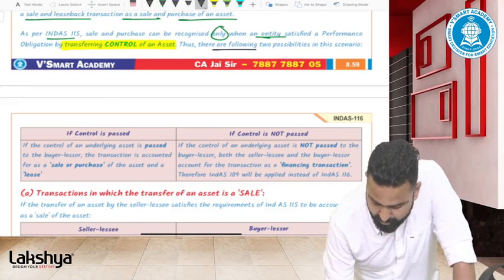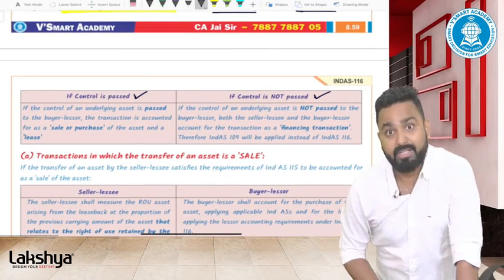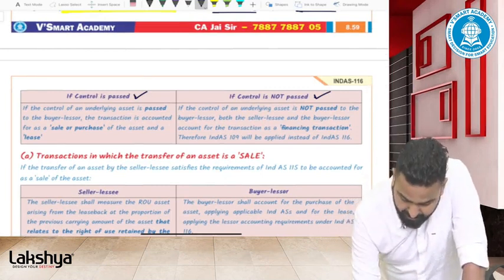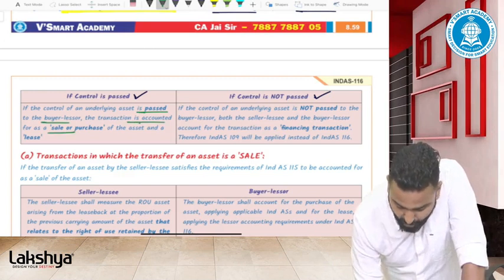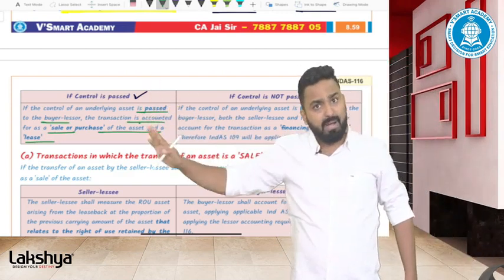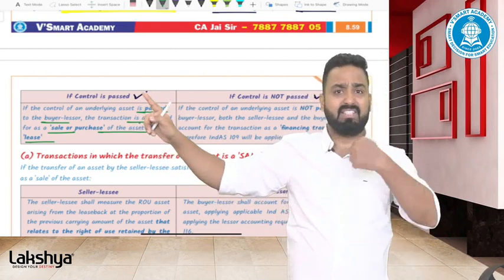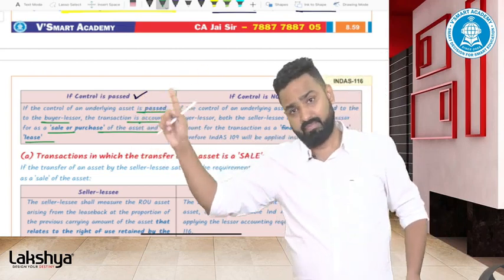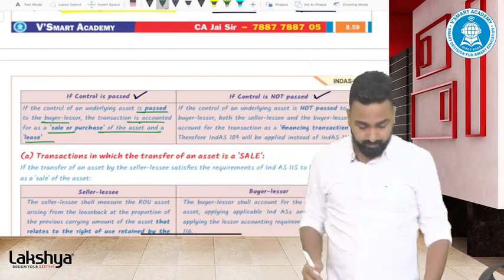Thus there are two possibilities in this scenario: control is passed, or control is not passed. If the control of an underlying asset is passed to the buyer, the transaction is accounted for as a sale or purchase of the asset and a lease. Yes, when the control is passed, the transaction will be recorded as a sale transaction by the seller and a purchase transaction by the buyer, and also the lease transaction again.